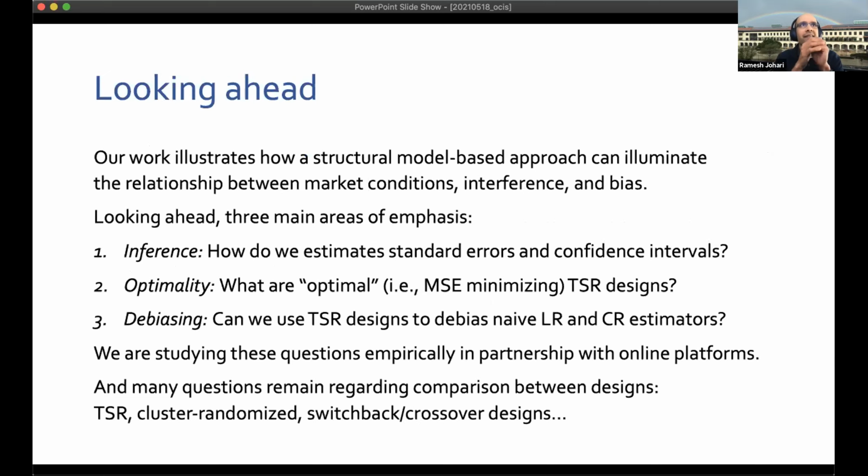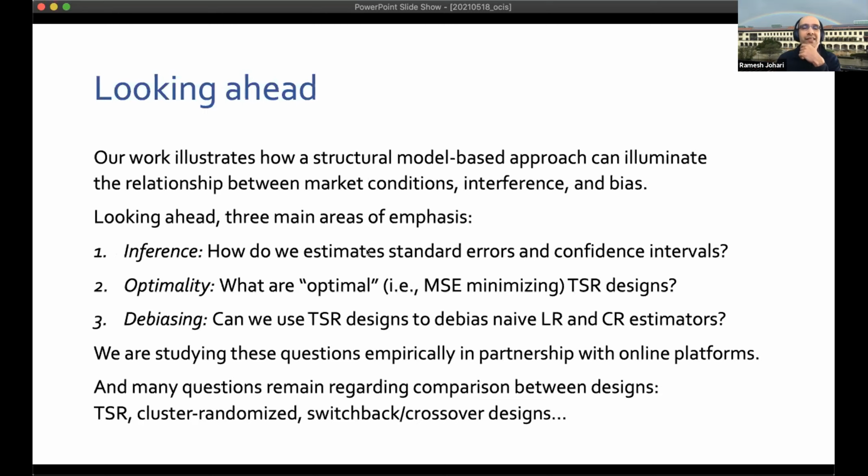So looking ahead, to reiterate for the last time, what I'm hoping you'll take away from this work at a highest level is that there's a very different way to look at some of these experimental design and estimation considerations, where our goal is to understand the relationship between market conditions and interference and bias. And looking ahead, there's a lot left to do built off what we've done here.